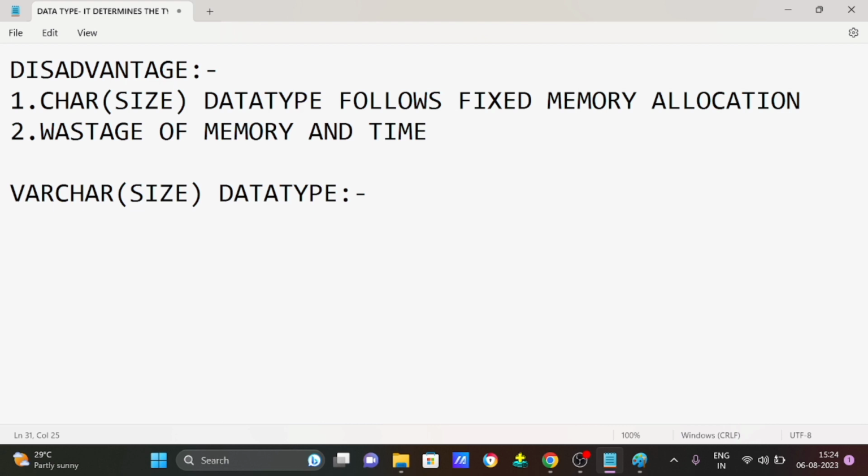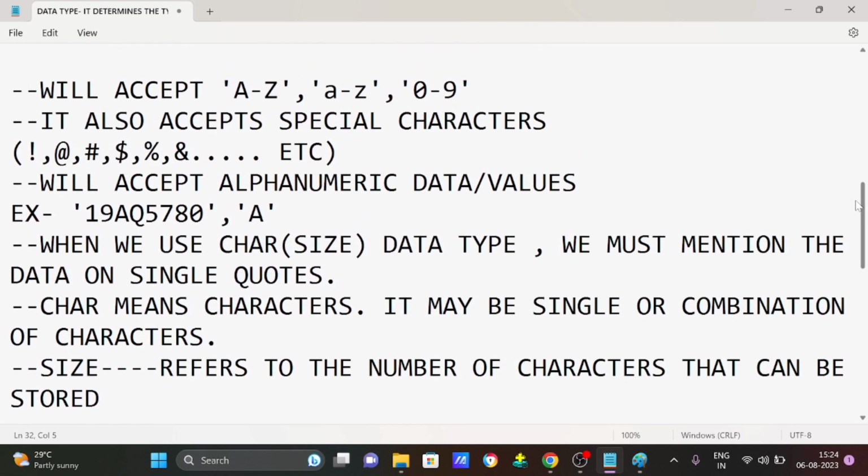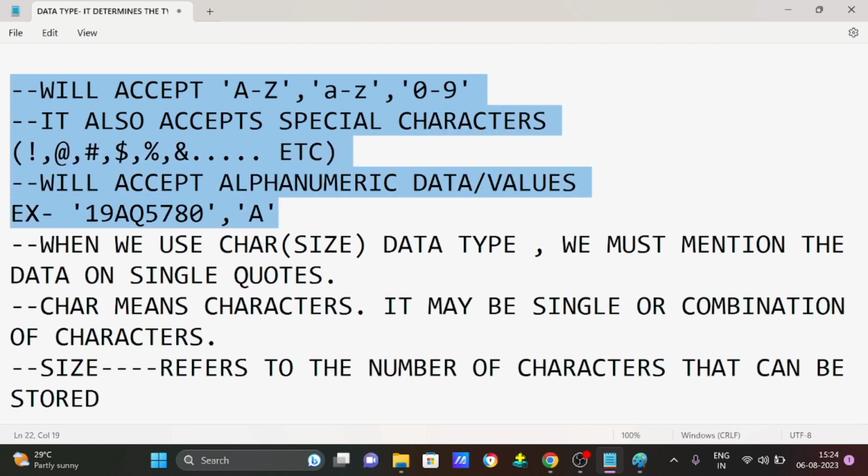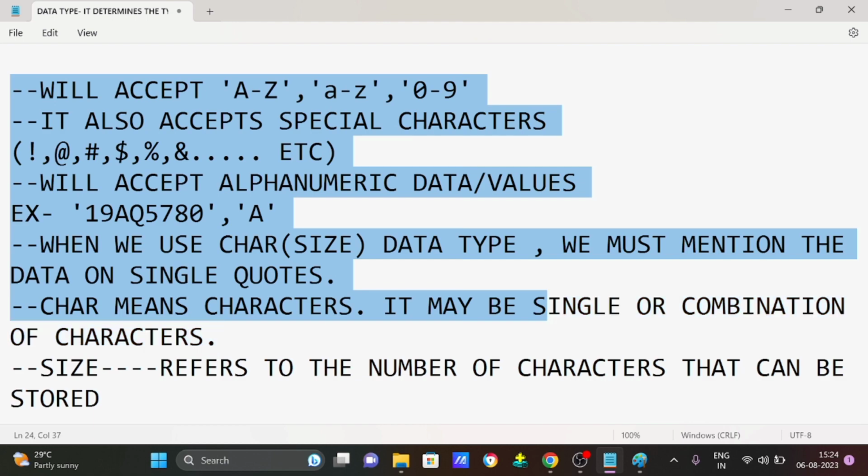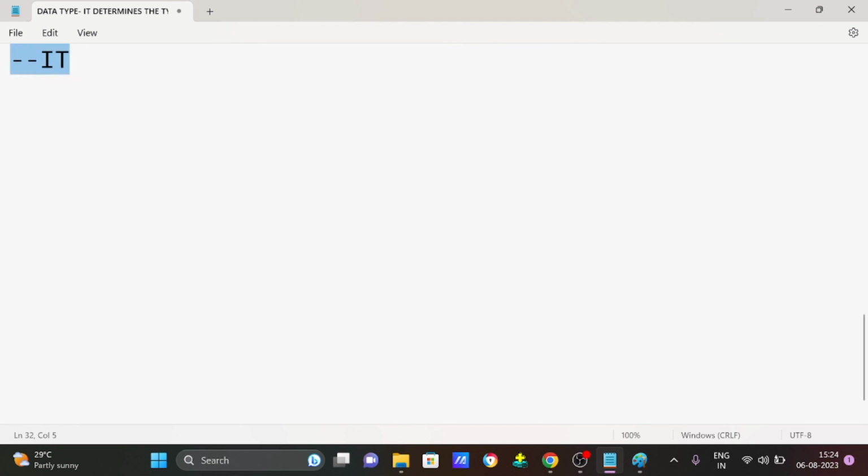Now, even this data type has a few points that we need to understand. Just like char of size, it will accept A to Z, and it also accepts special characters, accepts alphanumeric combination, and refers to number of allocation.